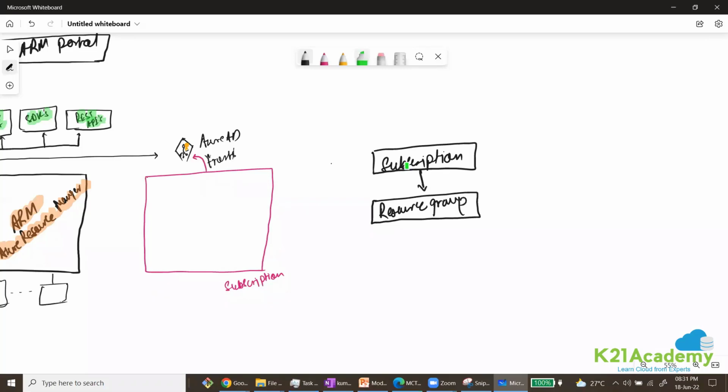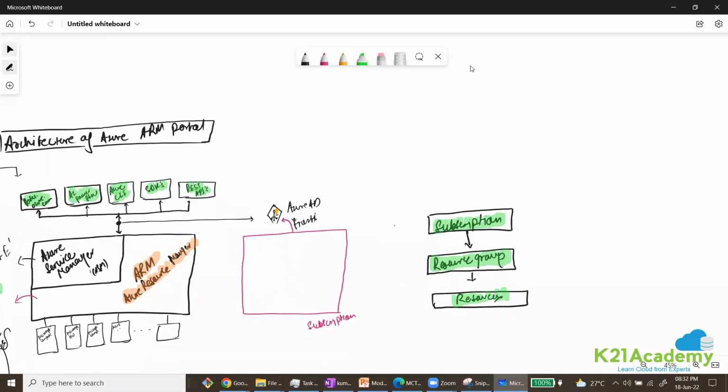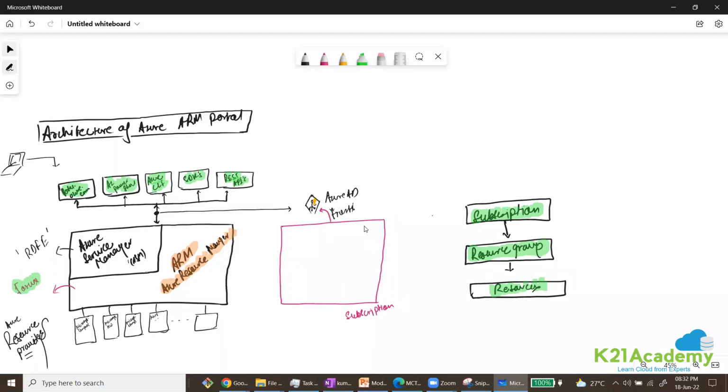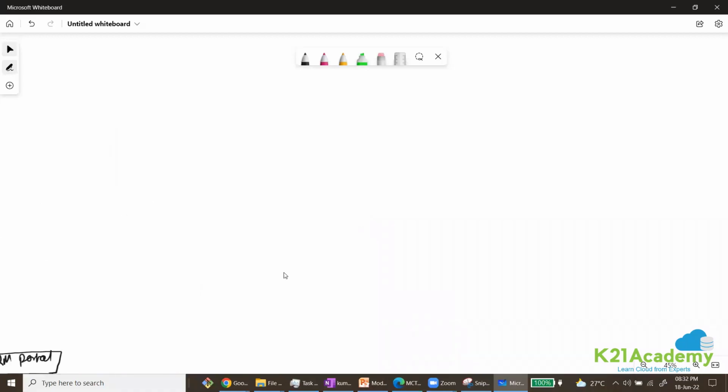So the first layer is the subscription. Below that, there is something called a resource group. Without a resource group, you cannot create any resources. And just below this resource group, you have your resources. There is something left under the picture that I have drawn regarding the resource provider, the subscription and all of this. Before understanding that, I'm moving away from that picture because I don't want you to see it, as it will create confusion.